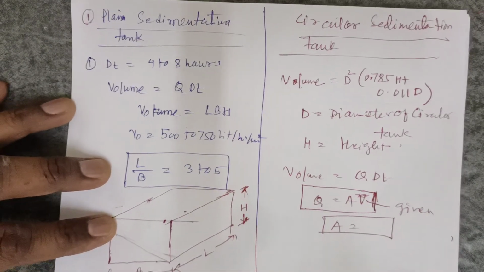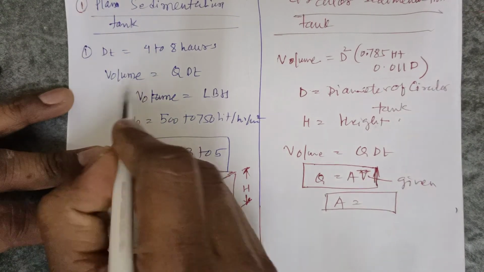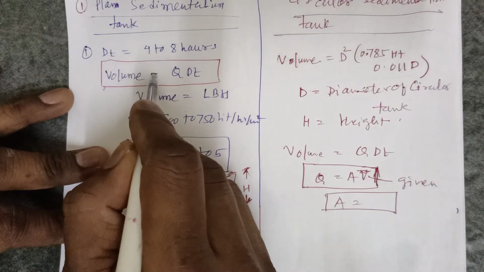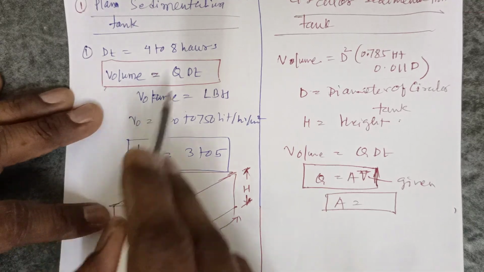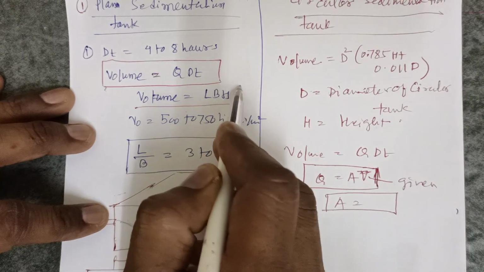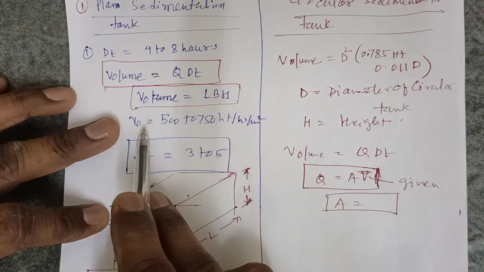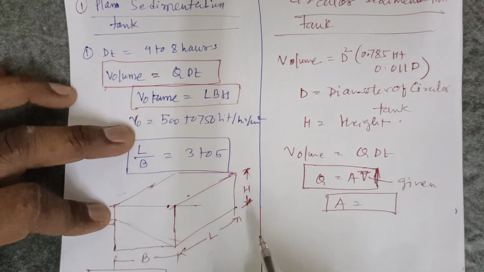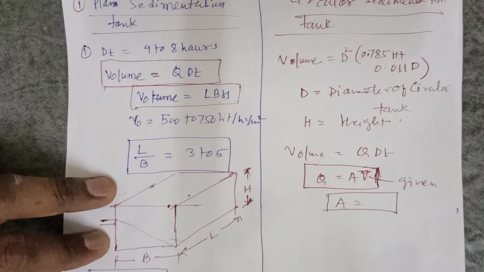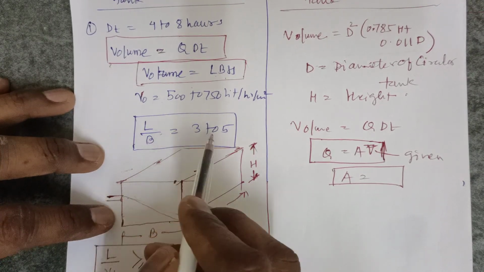So we had seen that generally the detention time for plain sedimentation tank is 4 to 8 hours, and we had seen the volume formula. What is the volume? The formula for volume is equal to Q into detention time. And here generally volume is taken as L into B into H, right? And here we had seen one more term, V0, that is 500 to 750 liter per hour per meter square. Similarly, for this tank we had seen that the L by B ratio can be taken in the range of 3 to 5, right?